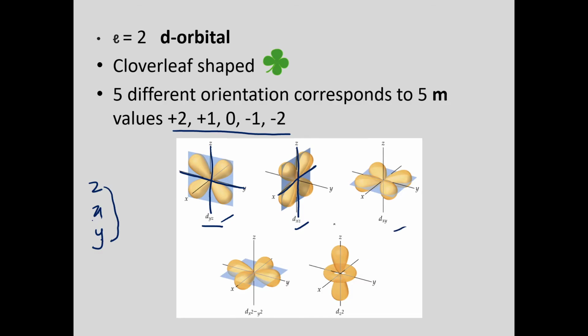Macam mana kalau you guys tulis macam ni, DZX? Adakah ini betul atau salah? It is also betul. Okay? Doesn't matter. We just denoting its axis. So you tulis DZY ke DYZ sama dengan. Okay. These two are the same. We just denoting that orbital tu duduk dekat axis yang mana betul-betul dia.